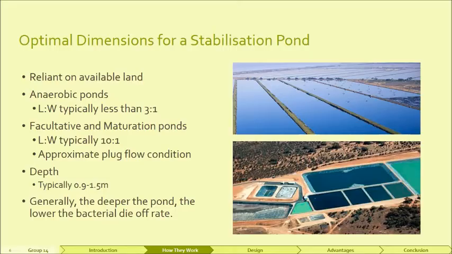Generally, the deeper the pond, the lower the bacterial die-off rate, which in turn reduces the pond efficiency. Although shallow ponds produce a better effluent than deeper ones at equal detention time, the former require a larger area to treat waste of equal strength. Hence, there is the need to always strike a compromise during design between efficiency and area needed.